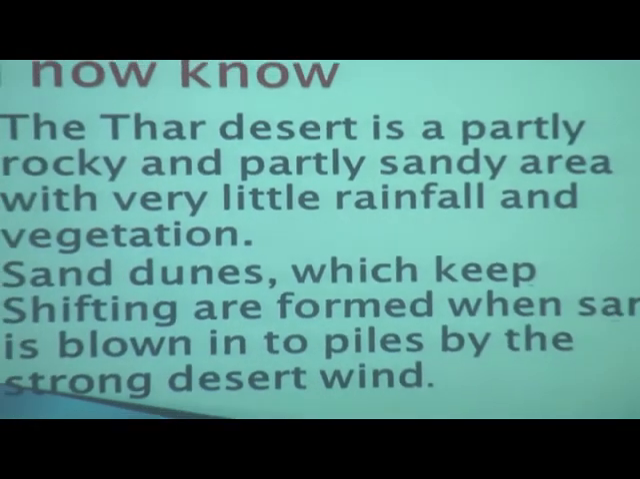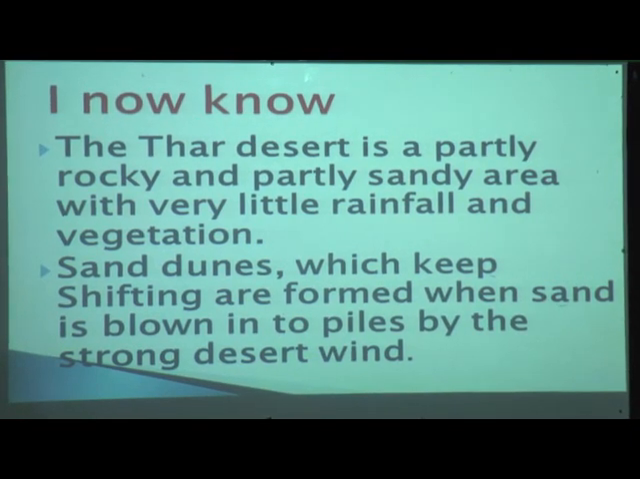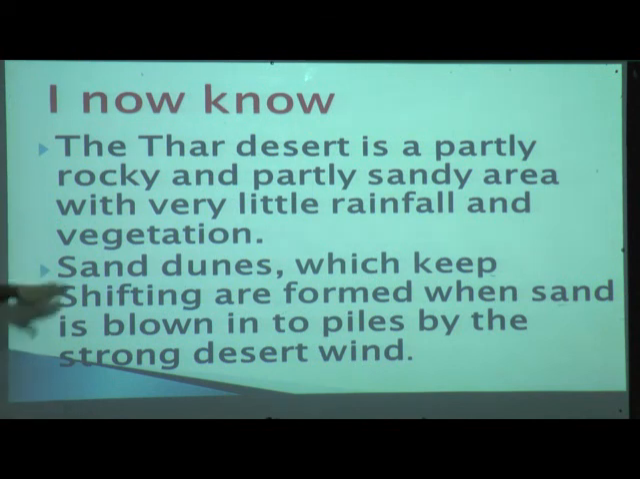Now we have completed our lesson, but let us recall what you know. The Thar desert is partly rocky and partly sandy, with very little rainfall and vegetation. We have learnt what sand dunes are, which keep shifting, going from one place to another. They are formed when sand is blown into piles by the strong desert winds.